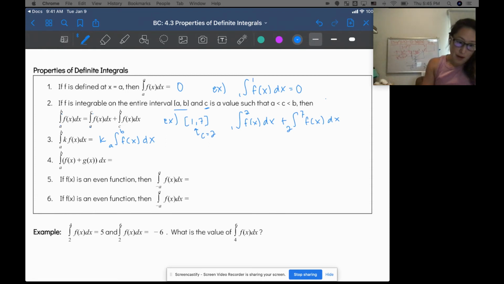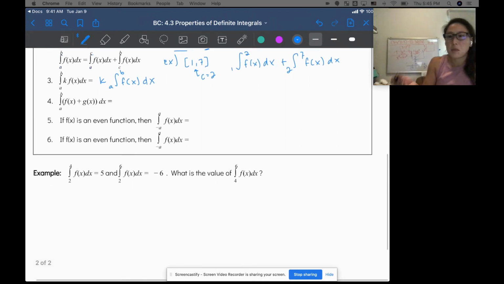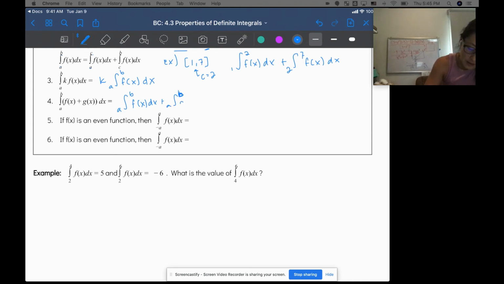Okay. If I have two functions being added together, like terms of polynomials, for example, we could evaluate this as the integral from a to b of f of x dx plus the integral from a to b, again, same bounds, of g of x dx.